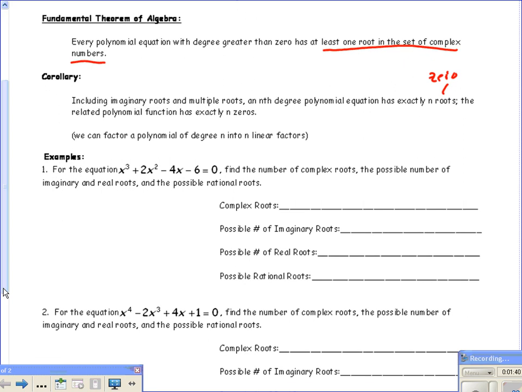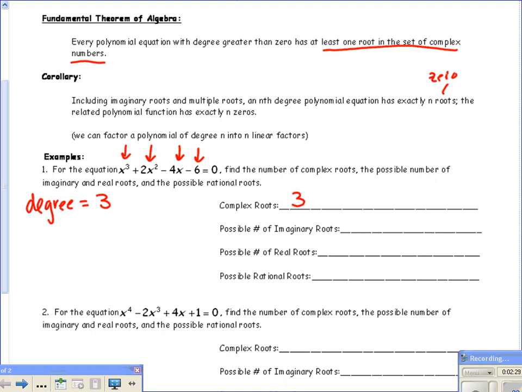Now, for the equation that we're given here, we want to find the number of complex roots, the possible number of imaginary and real roots, and the possible rational roots. So complex roots means we want to figure out how many answers we are going to have for this equation. In order to do that, we have to look at the degree. When you're doing these problems, make sure your equation is in standard form, which our equation is, and then the degree is the one with the highest term. So this term is degree 3, this term is degree 2, 1, and 0. So the highest degree means that this polynomial is a degree of 3, and remember degree 3, the name for that is cubic. So the number of complex roots would then be 3 because the degree is 3.